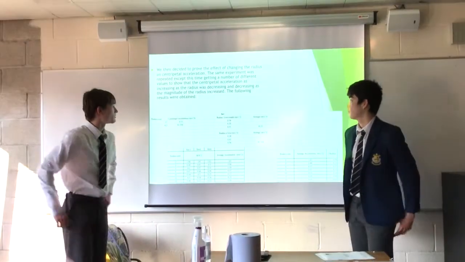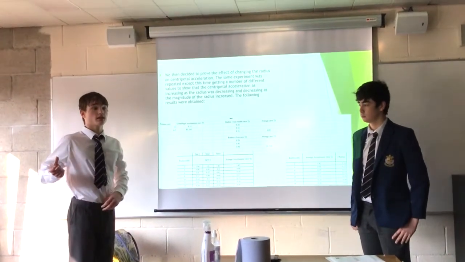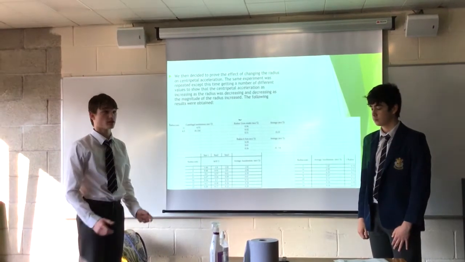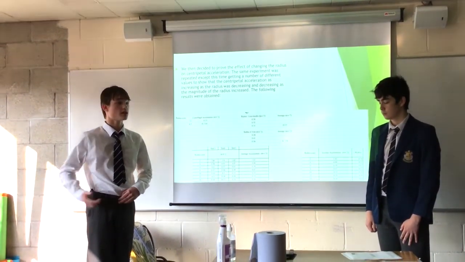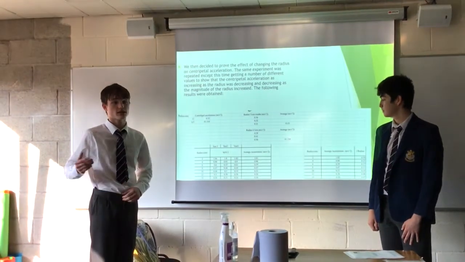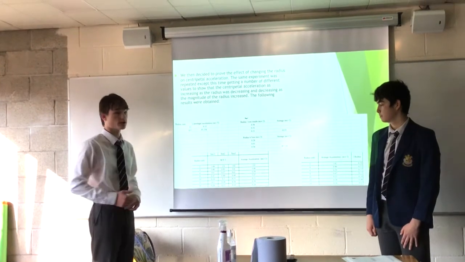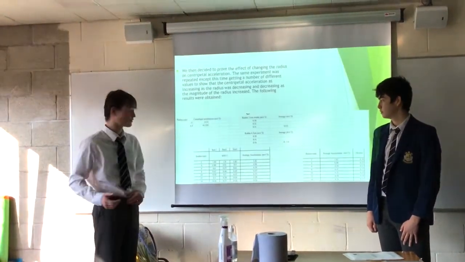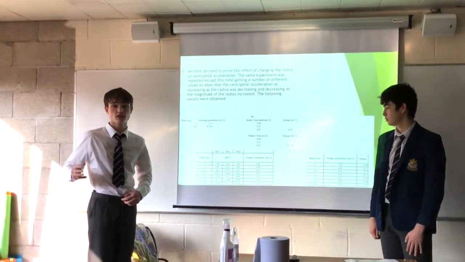So we then repeated the experiment because we found that there wasn't a big enough change in the results. In the equation, it's mv squared over r, so we were expecting that the centripetal force would have halved when we halved the radius, but that wasn't the case. So we decided to do a number of different values. I think we did seven different values, and we did three each to get an average of it.